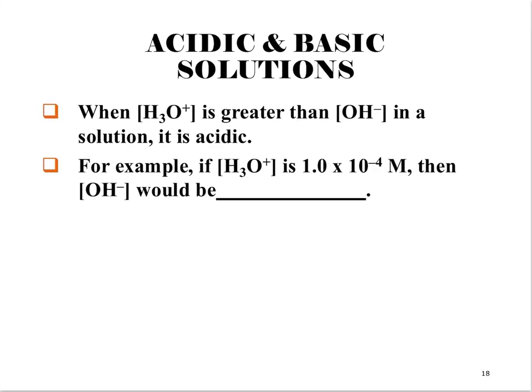Okay, so the way we define if a solution is acidic, remember I alluded to this before, is that when the concentration, right, those brackets mean concentration, of H3O plus is greater than the concentration of OH minus in solution, that means that the solution is going to be acidic.